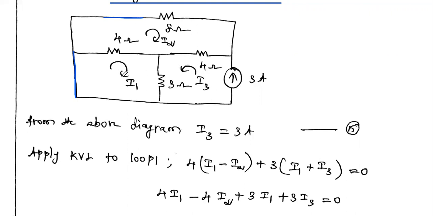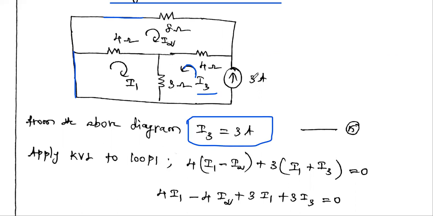Okay, and we have to solve this circuit using KVL. And you see, in the third loop the current is 3 amps. So the I3 current is equal to 3 amps. Okay, so according to the diagram, I3 equals 3.